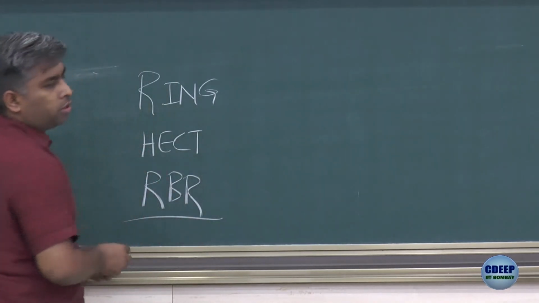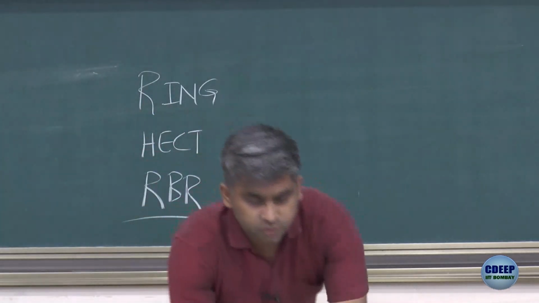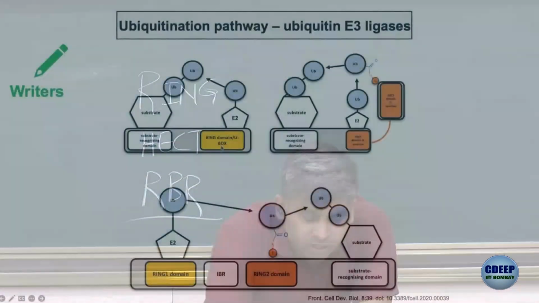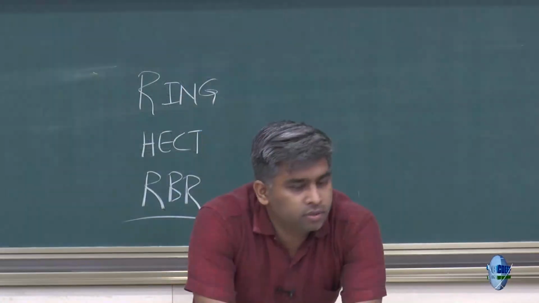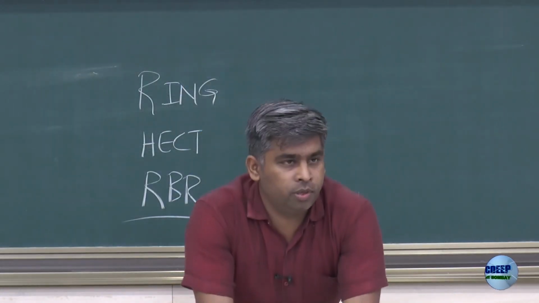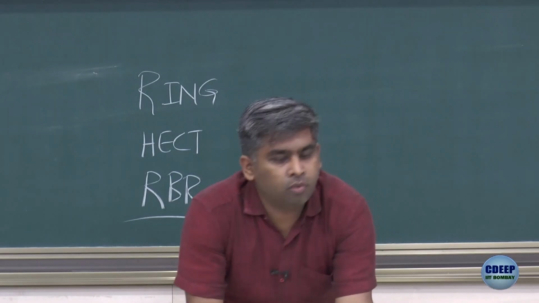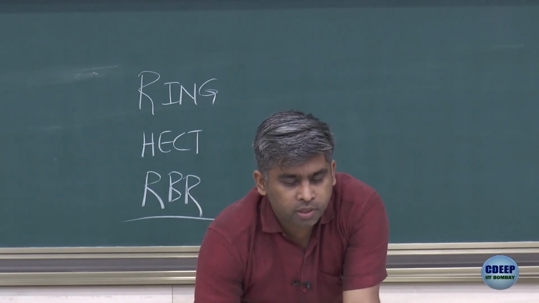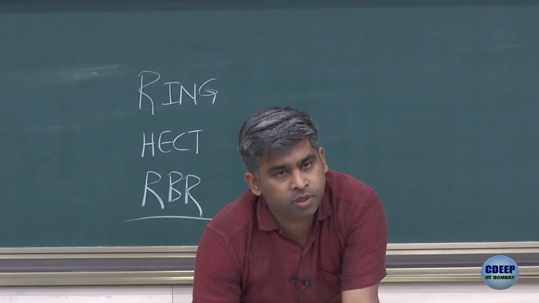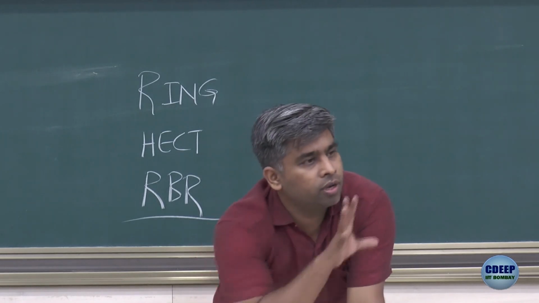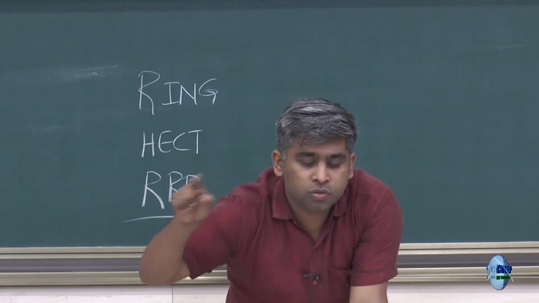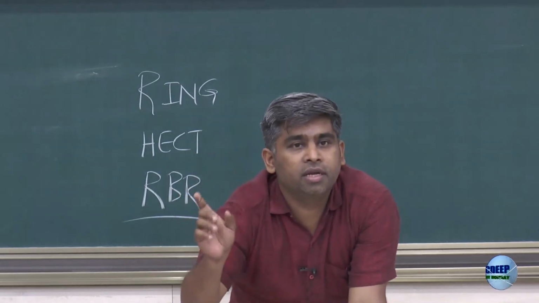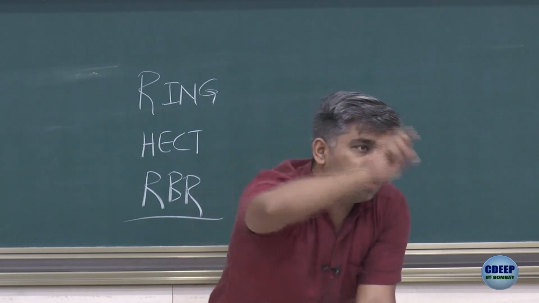RBR is RING between RING. So, these ones, if you see over here, are RING type, meaning these proteins, these ubiquitin ligases, have some specific domains. One of those domains is called the RING domain. So, that is their catalytic domain. They have the substrate recognition domain at their N terminus, where they go and bind to the substrate, and the C terminus will go and bind to E2, and this E2 will be carrying the ubiquitin, and then they transfer ubiquitin from E2 to the substrate molecule.